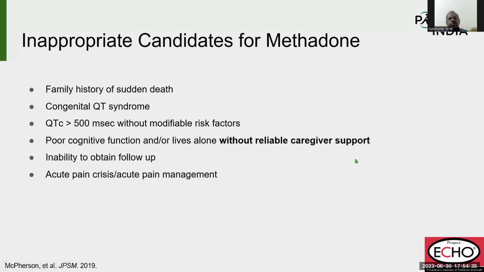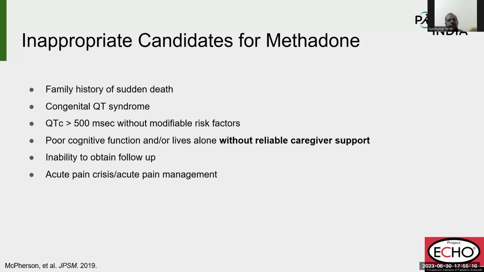And there are some inappropriate candidates also. We know that methadone can increase the QT interval. So if the patient or family has congenital QT syndrome, or if there is a family history of sudden unexplained death in the family, because congenital QT syndrome can run in families, then probably methadone should not be started for those patients.